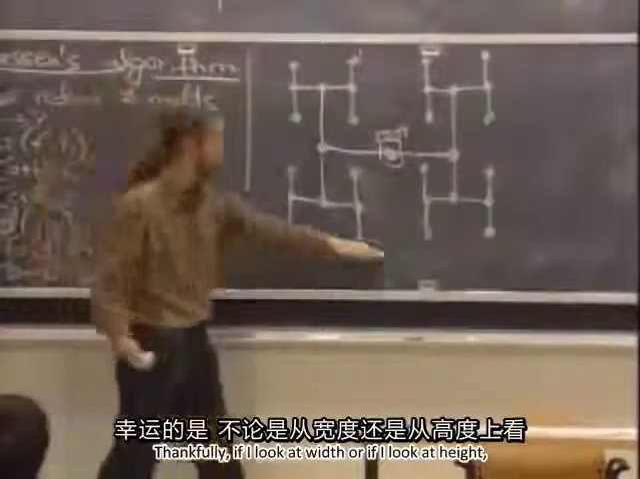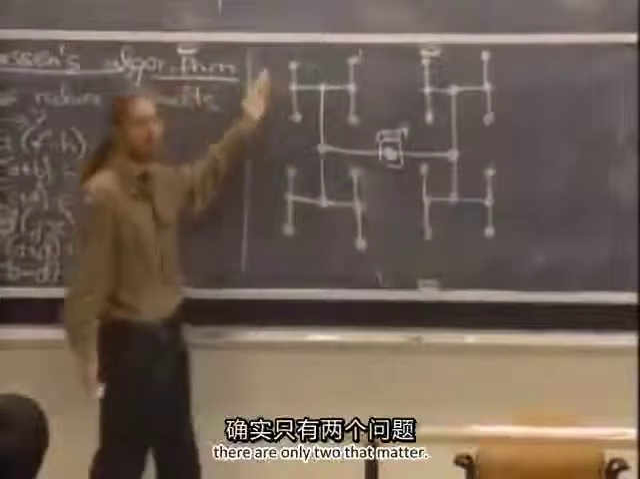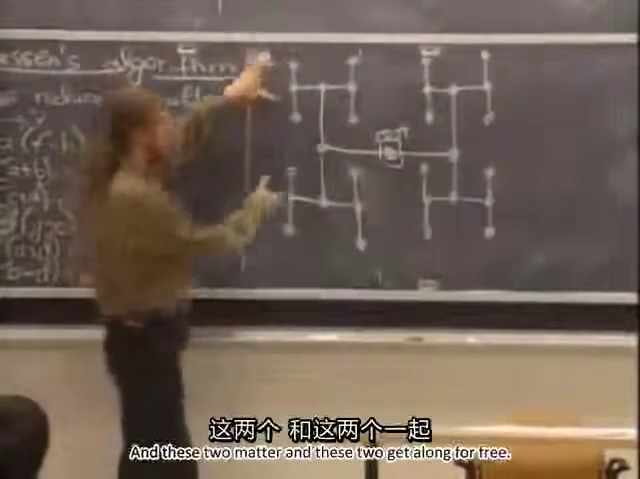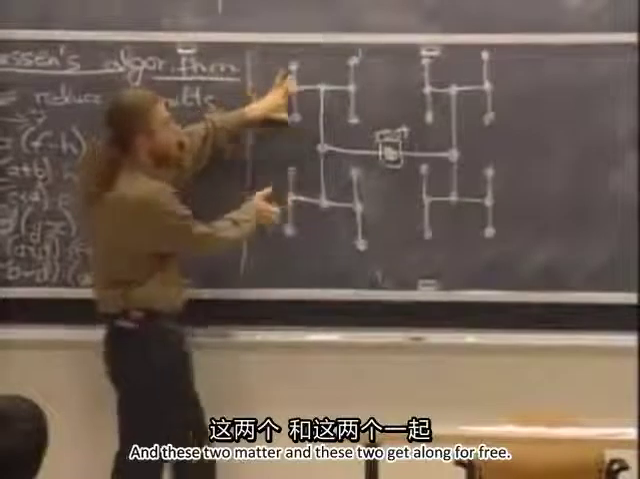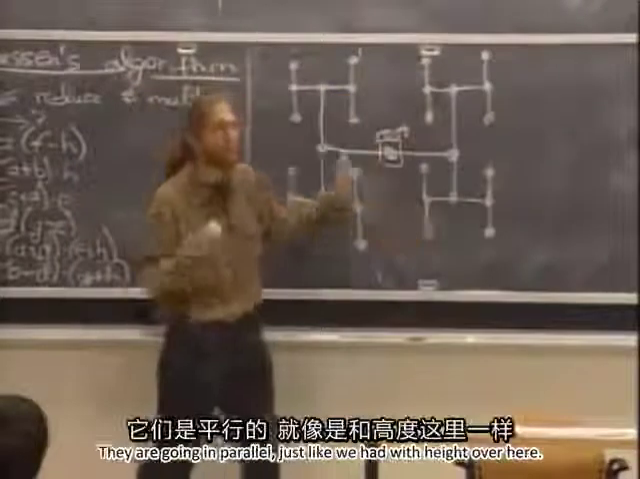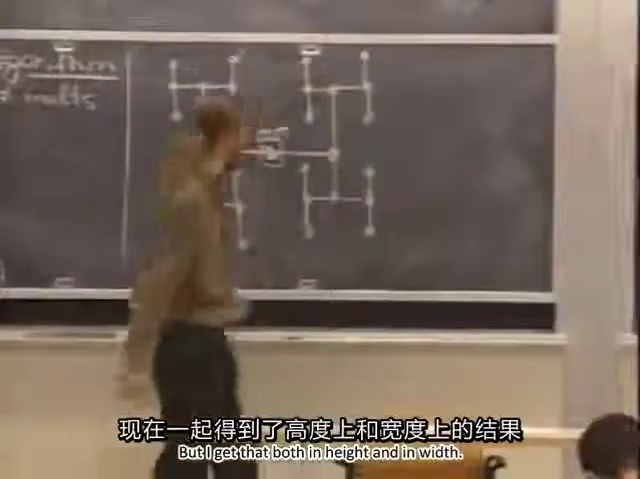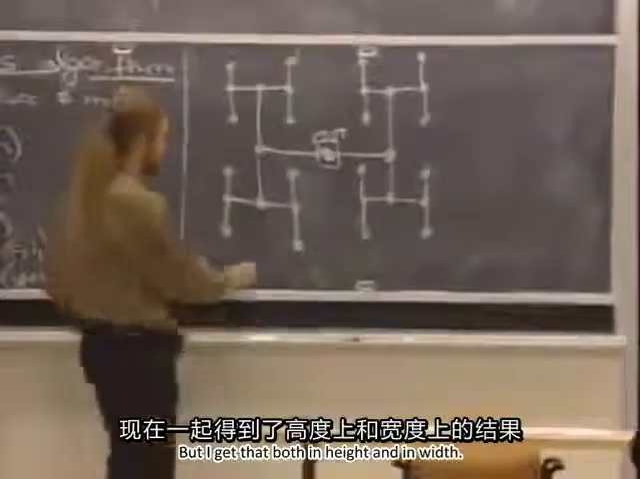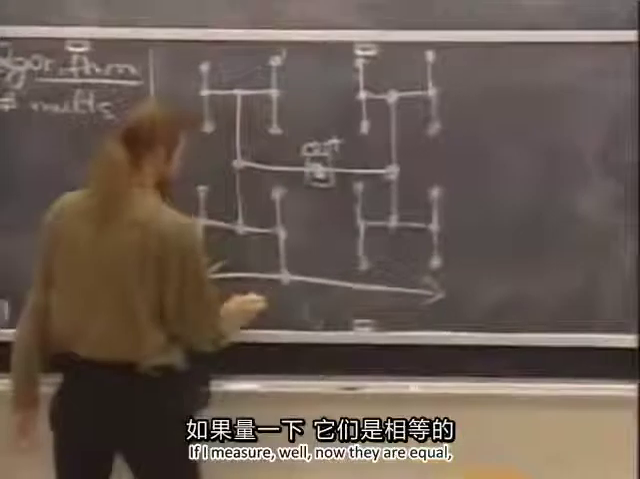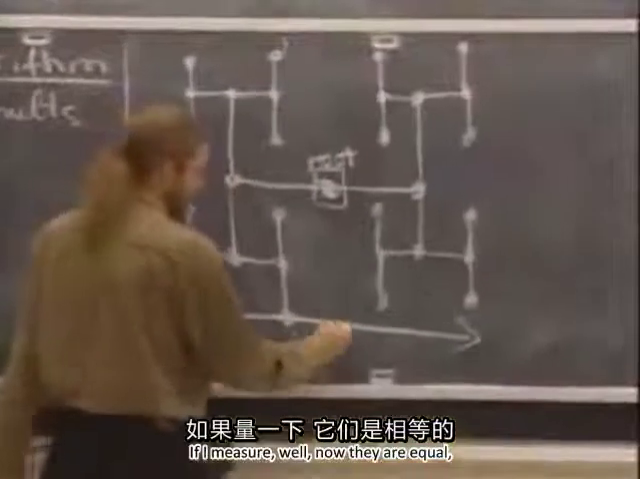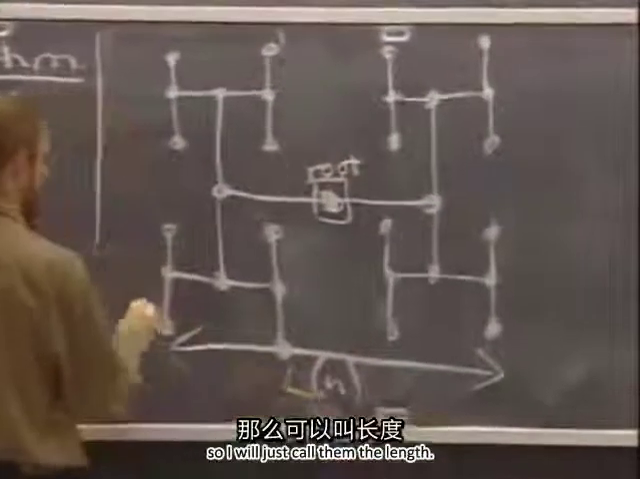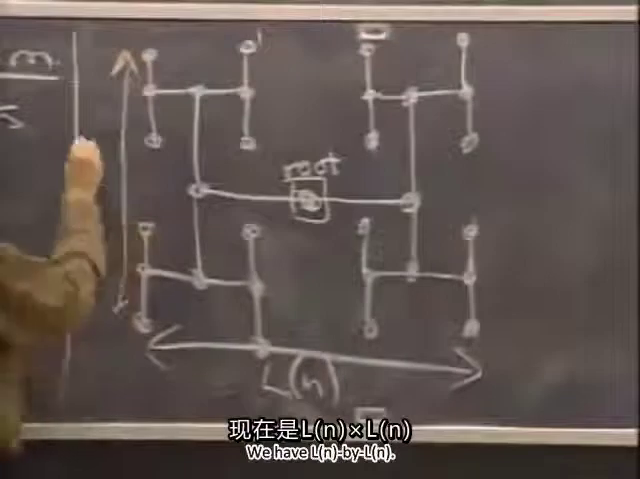Thankfully, if I look at width or if I look at height, there's only 2 that matter. Right? And for height, these 2 matter, and these 2 get along for free. They're going in parallel, just like we had with height over here. But I get that both in height and in width. If I measure, well, now they're equal, so I'll just call them the length. We have L of n by L of n.